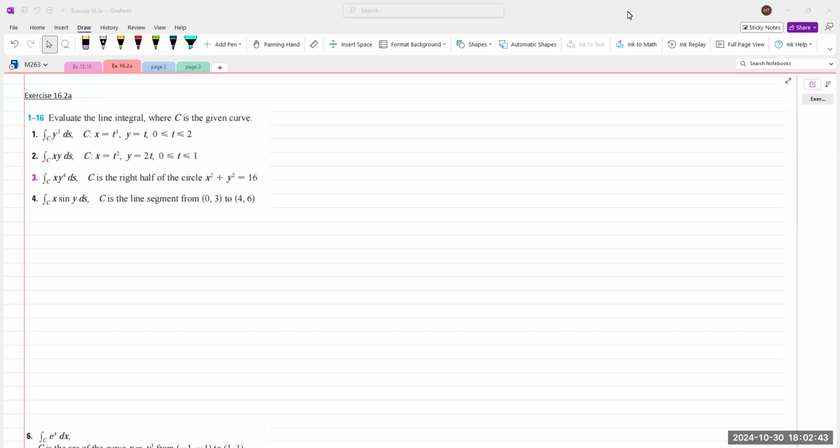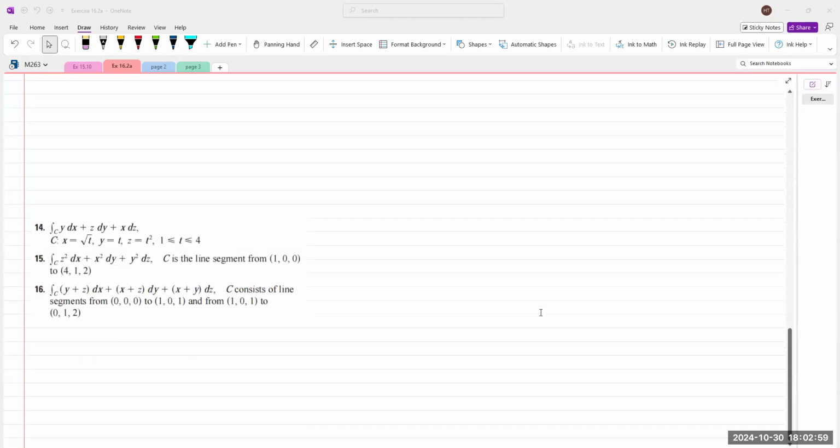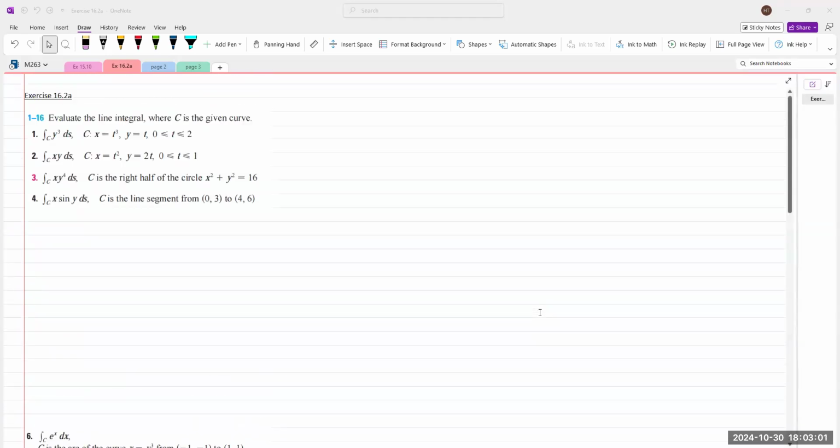I noticed from my lecture videos 16.2a, I didn't do any problems from this book. I only went over the exercise set. I mean the examples. So I think I will do even problems from number 1 to number 16. And then in the next supplemental video, after you watch the lecture video for 16.2b, we do more supplemental problems from there. Okay, let's start.